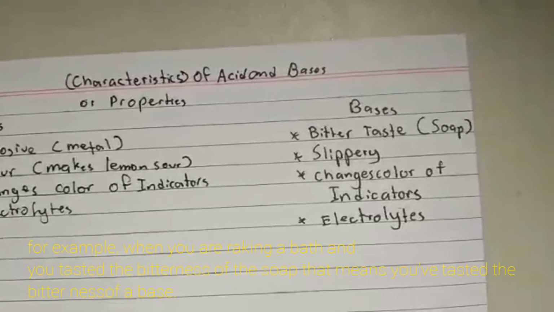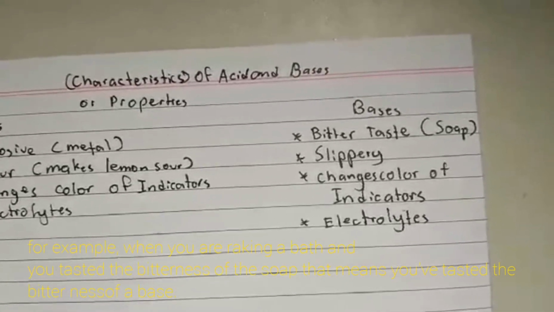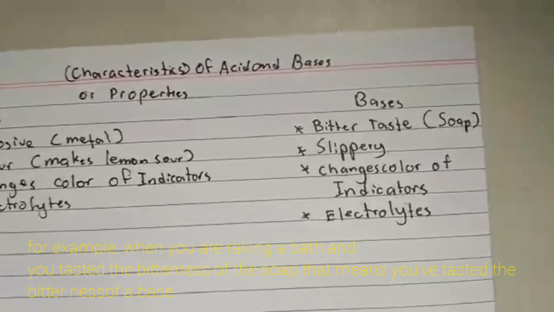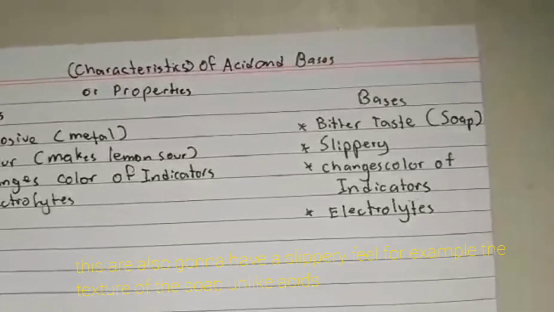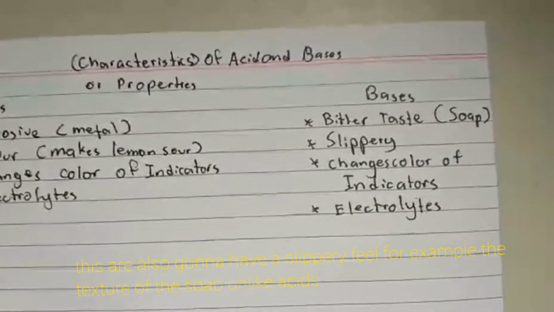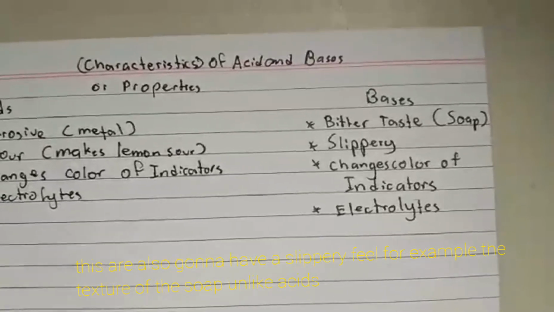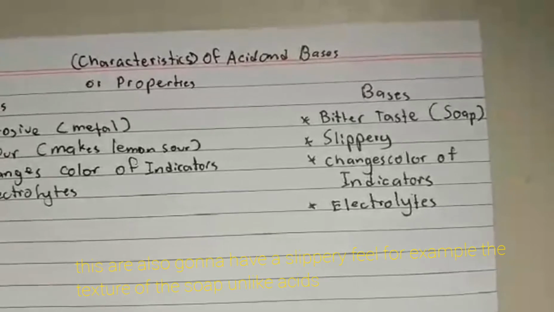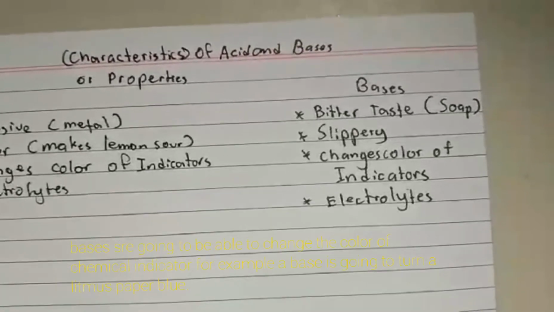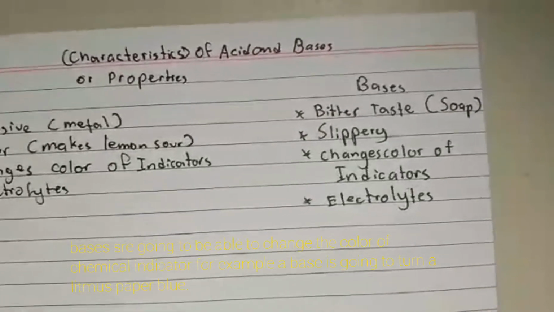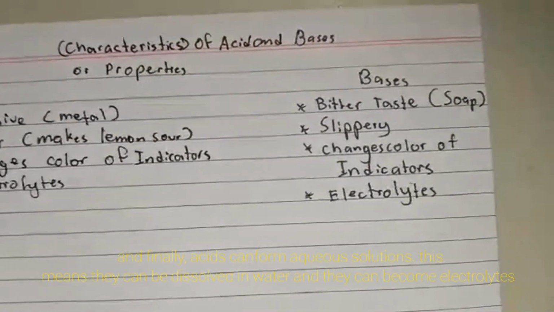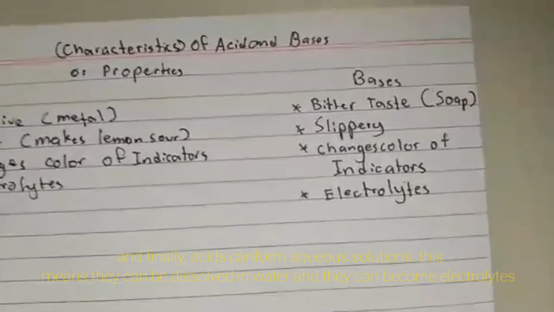For example, when you are taking a bath and you taste the bitterness of the soap, that means you tasted the bitterness of a base. These are also going to have a slippery feel, for example, the texture of soap. And like acids, bases are going to be able to change the color of a chemical indicator. For example, a base is going to turn litmus paper blue.